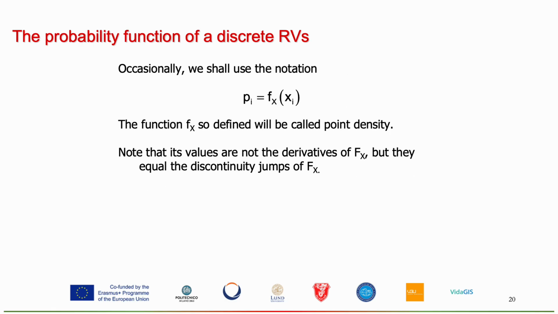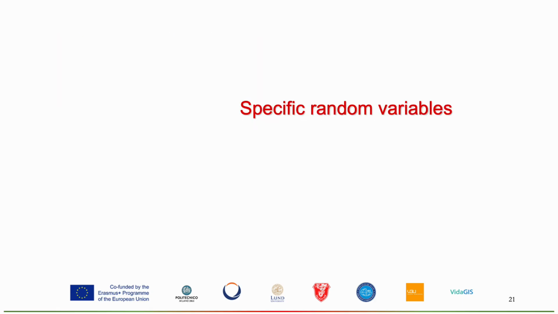In some places, we will use for a discrete random variable the notation pi equal to the density function evaluated at xi. The function f(x), defined in such a way, will be called point density, or pointwise density. Note that its values are not the derivative of the cumulative function, but they are equal simply to the discontinuity jump of the cumulative function at that point.